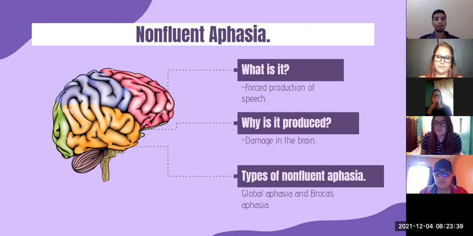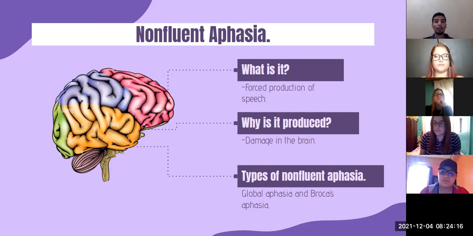And then we have Broca's aphasia, and this is basically, as I said before, a slow speech production in a person. So this is caused basically from damage that is usually the result of a stroke, but it can also occur due to brain trauma.